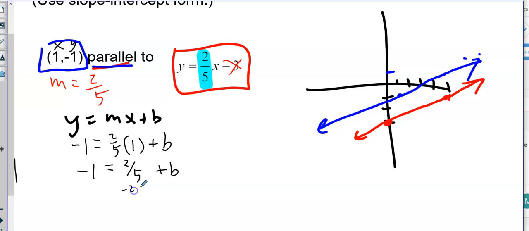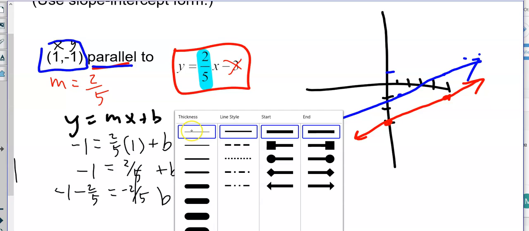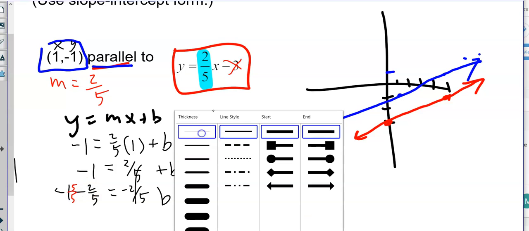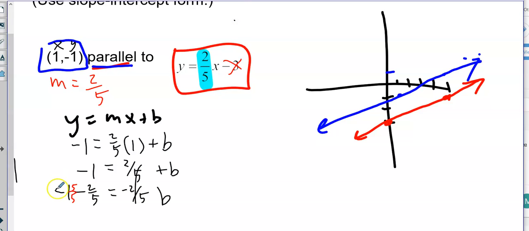Subtract 2/5 from both sides. So I get -1 - 2/5 = b. To get the same denominator, you're going to have to multiply that first fraction by 5/5, and then I might be able to add up those two fractions. So this would be -5/5 - 2/5, which is -7/5, equal to b.